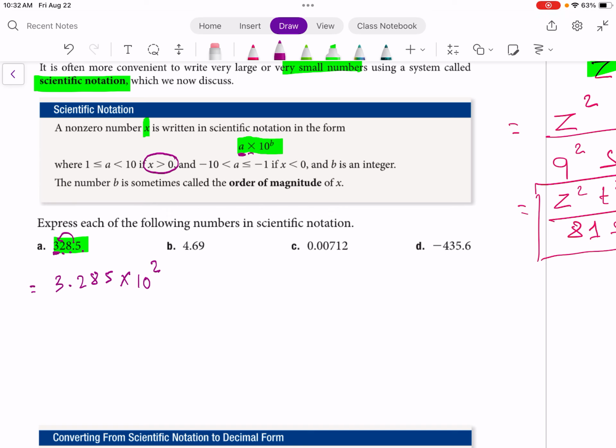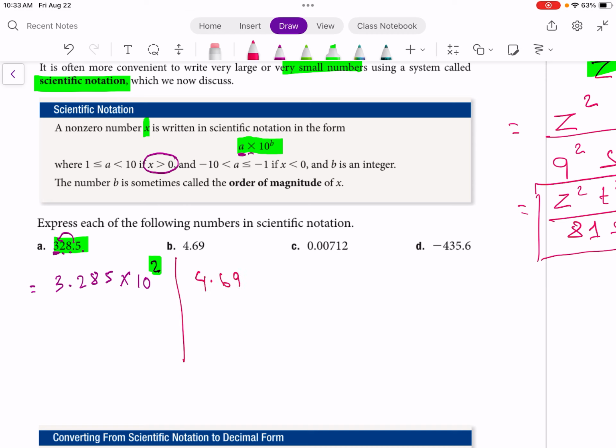Then times 10 to the power, like how far did you move your decimal? That will be the exponent, or b. Now for b, so we have 4.69.